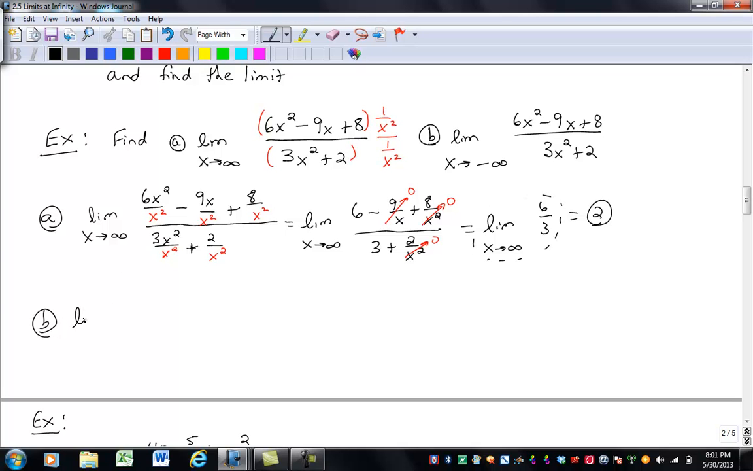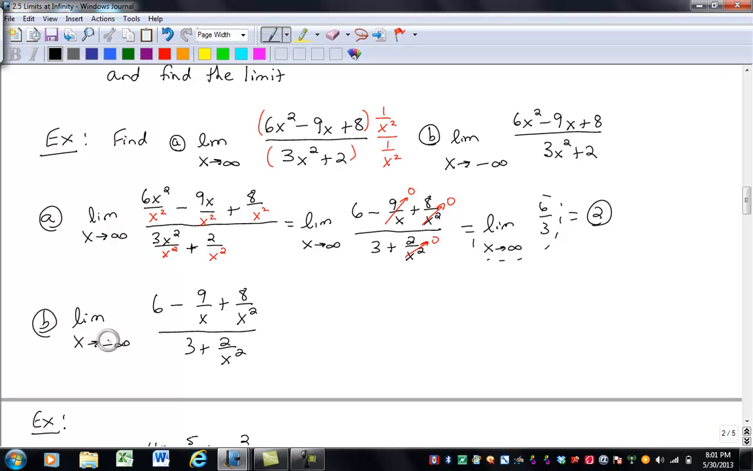You can imagine the exact same stuff with a negative infinity in here. 6 minus 9 over x plus 8 over x squared. I would still have to divide everything by the highest power in the denominator. So this step would have happened right here in part B, and from this step, I would have gotten to here. It's the same thing we did right here. It's the same simplification.